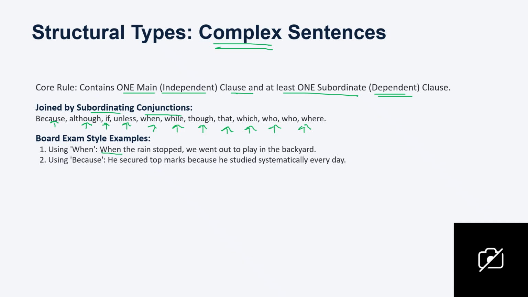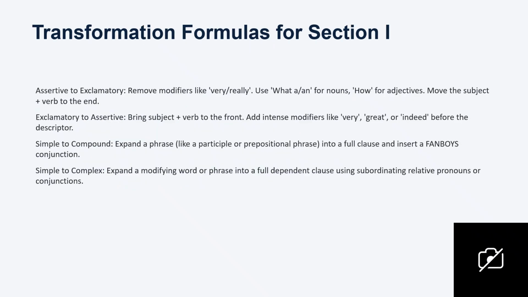He secured top marks because he studied systematically every day. "He studied systematically every day" is dependent. "He secured top marks" is independent. And the word "because" is a subordinating conjunction which is joining both the ideas here. So I hope you all are clear with the structural types of sentences as well.